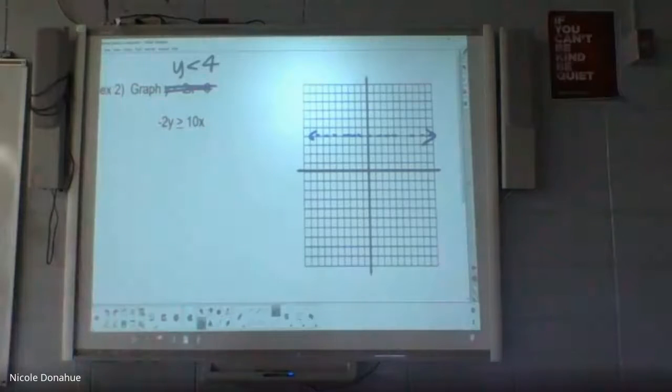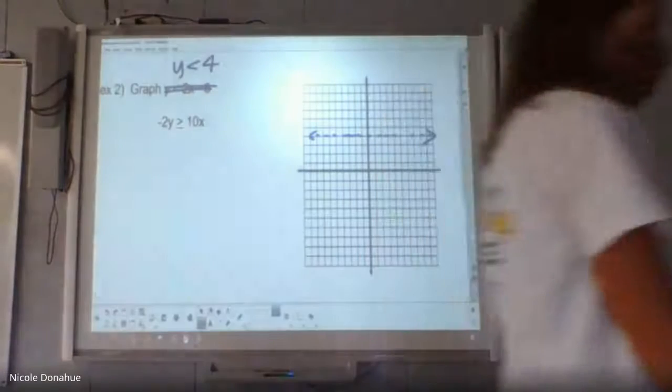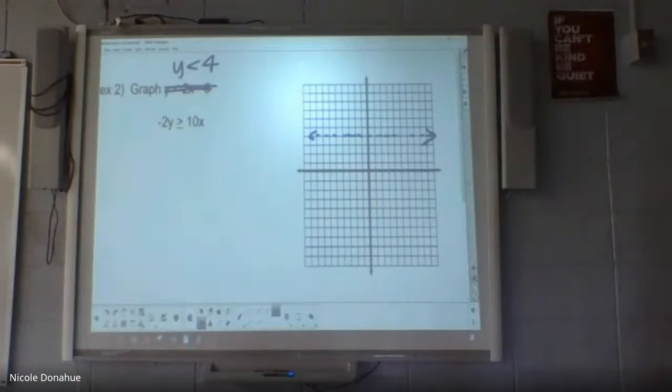So I'm just changing this to review the 2 ideas that I wanted to make sure I covered. When does the vertical line show up? If there's no y, so if it's just like x equals.